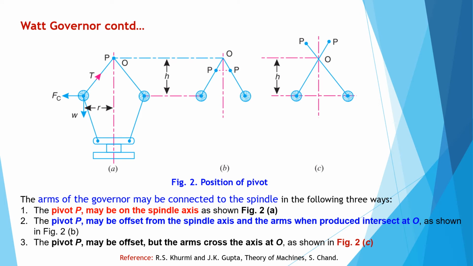Then the different configurations of the Watt's governor. The arms of the governor are connected on the spindle axis. It's the representation in figure A. The pivot may be on the spindle axis. In figure B, pivot P may be offset from the spindle axis and the arms when produced intersect at O. And in figure C, the pivot P may be offset but the arms cross the axis at O as shown in figure C.